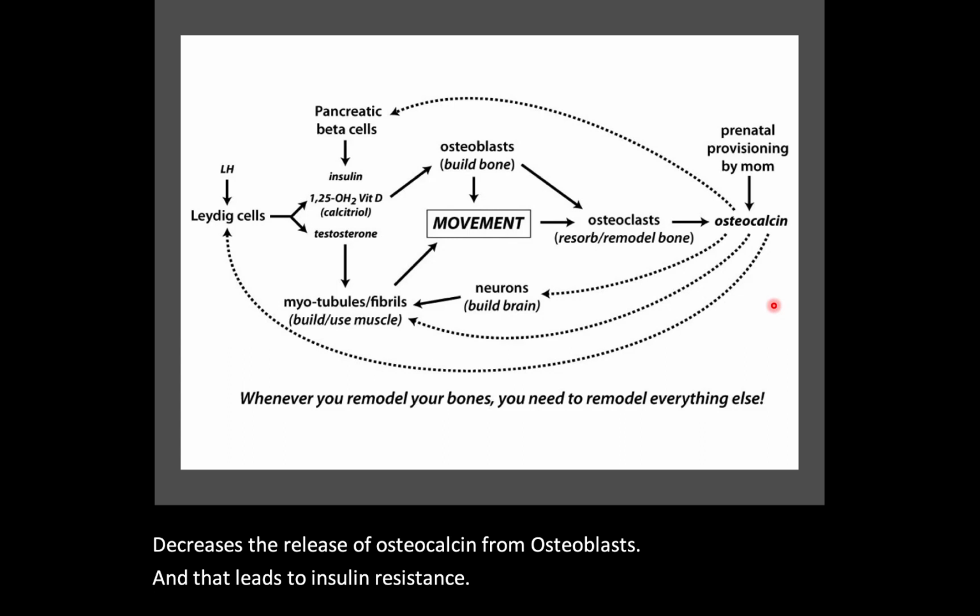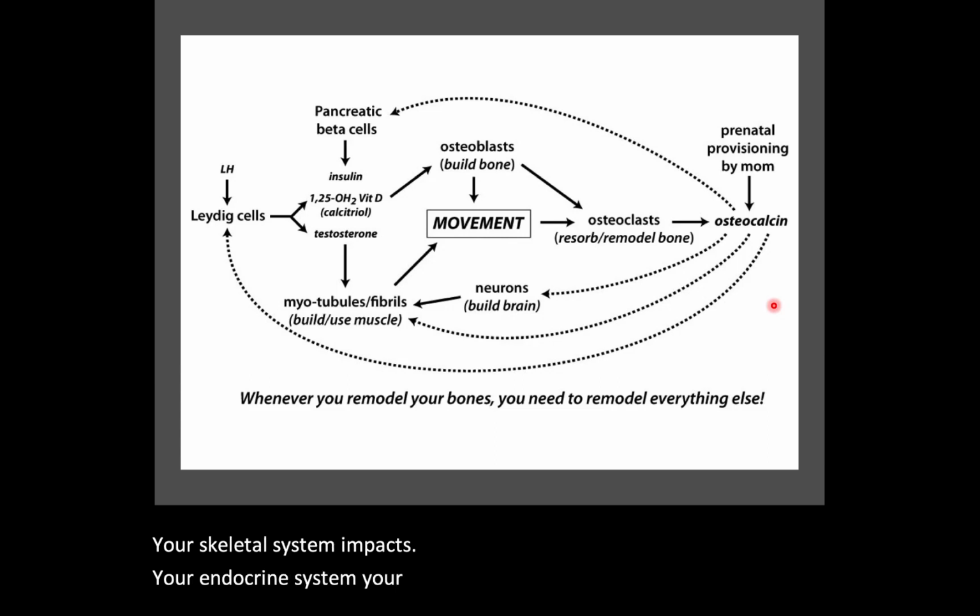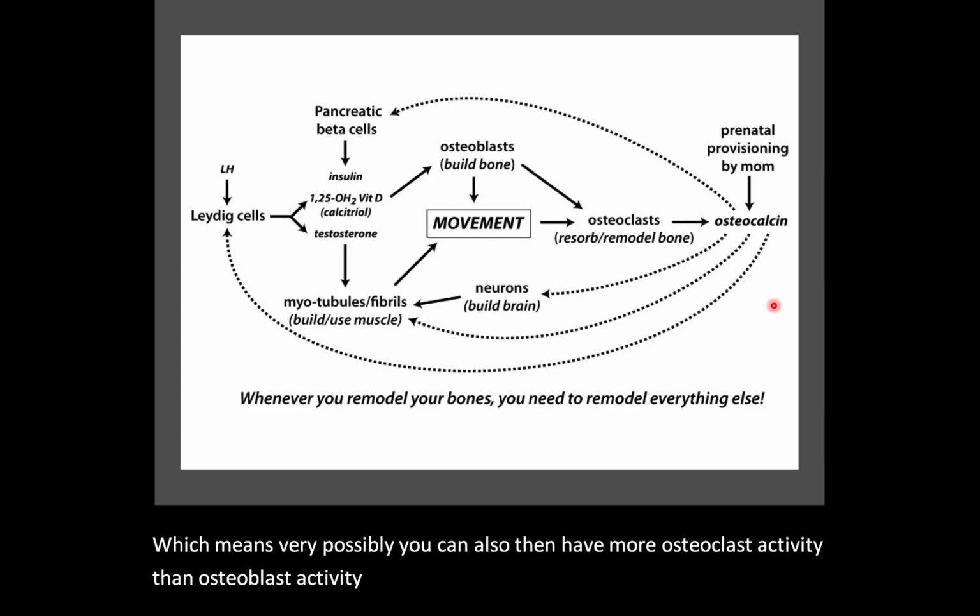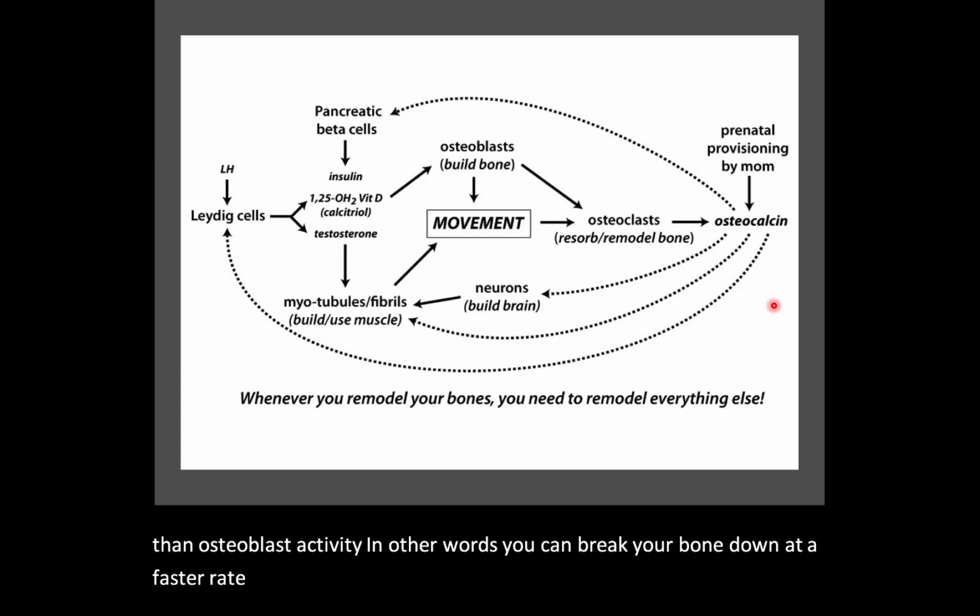Your diet impacts your skeletal system. Your skeletal system impacts your endocrine system, your reproductive system, your cardiovascular system, your nervous system, your skeletal system, your muscular system. A diet high in fat alters the ability for osteoblasts to release osteocalcin. Which means, very possibly, you can also then have more osteoclast activity than osteoblast activity. In other words, you can break your bone down at a faster rate than what you may possibly be able to remodel it because you're inhibiting the release of osteocalcin.